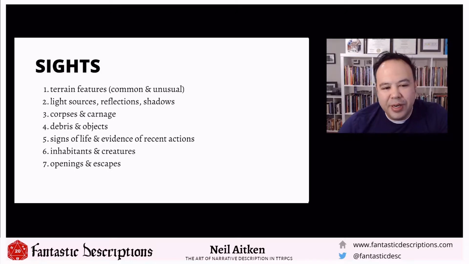Debris and objects, and that's simply, where we have corpses and carnage, aftermath of battles. You would have debris and objects, just sort of the aftermath of some sort of destruction or decay. And so that's more of that sort of vein. Signs of life and evidence of recent action. So whereas debris and objects might be the aftermath of some sort of encounter or destruction, or decay, signs of life could be more recent happenings.